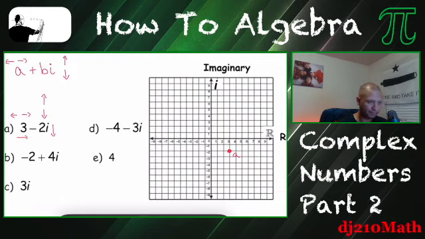Too easy, right? It almost sounds like, dang, is it really this simple? So negative 4, the real part, we're going left because it's negative. Negative 3i, we're going down because it's negative. So this is going to be negative 4, negative 3 in the i direction. Oh, my bad, this is D.